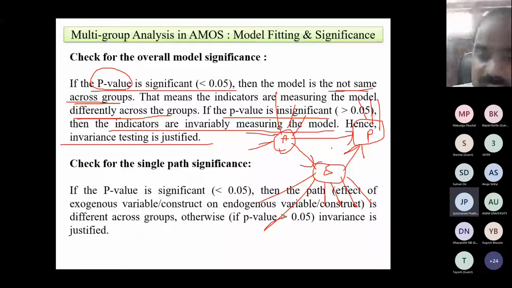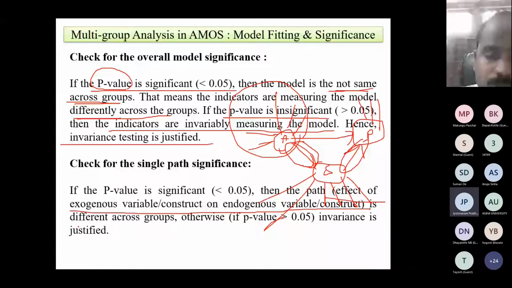So these are the paths. If you are taking the path for invariance testing, we have already completed the measurement model till now. The same way applies, but the interpretation will be different. The path effect of the exogenous variable on the endogenous variable differs across the groups if the p-value is less than 0.05. For this path, one is exogenous and one is endogenous. For this one also. For this one, both are exogenous.